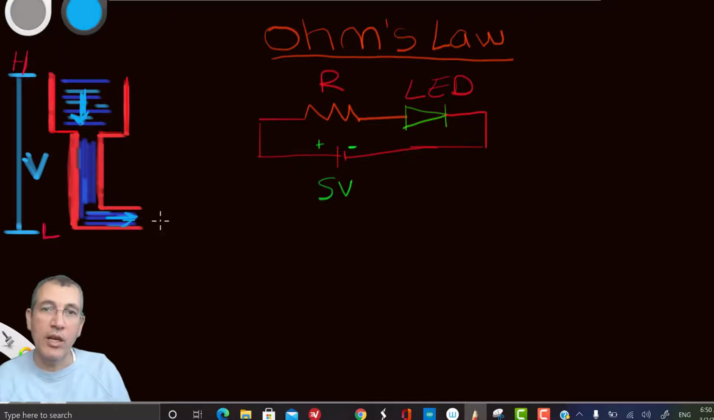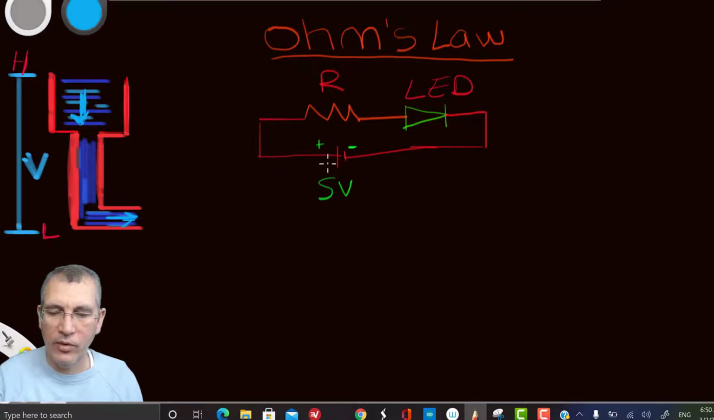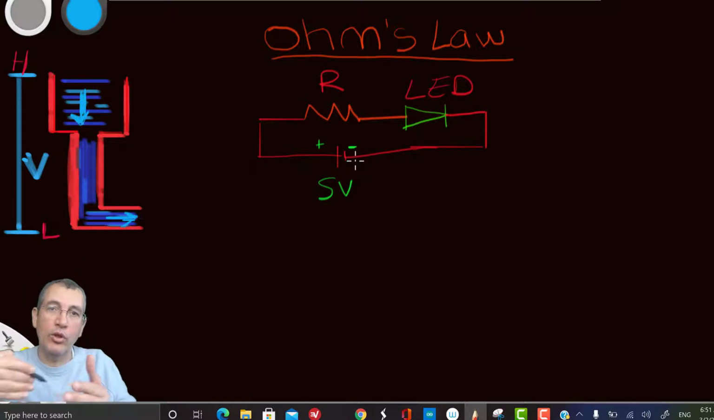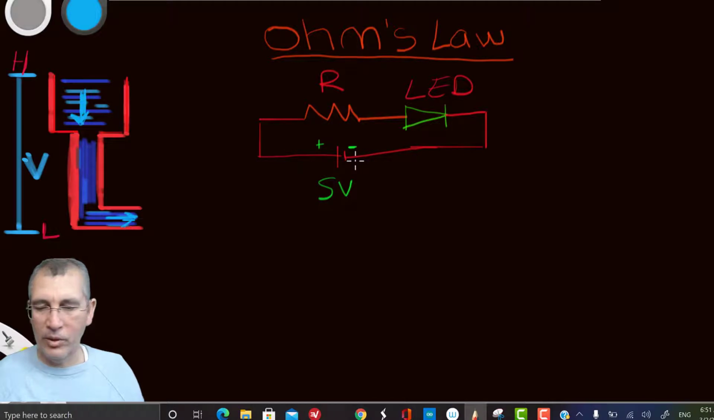The same analogy applies: because of this differential potential, here it's 5 volts on the plus side, and here is the low side, like what we had here, 0 volts. Because of this differential potential, sometimes called electromotive force, which is known as voltage, current flows. So the electrons will flow, and the water will flow because of that pressure. So enough of this drawing. Now let's go back to Ohm's law.